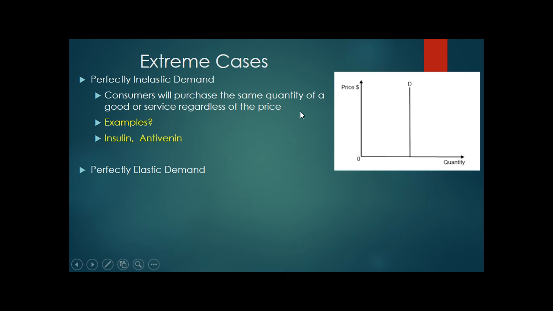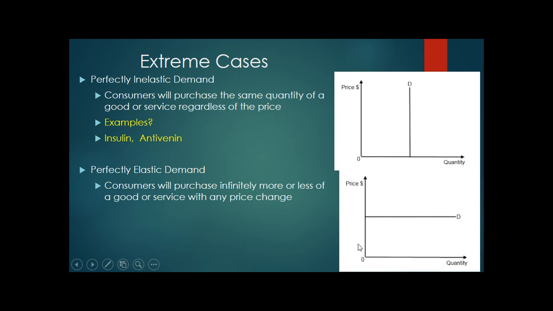Next, we have perfectly elastic demand. This is when consumers will purchase infinitely more or less of a good or service at any price change. So you change it at all, and it changes entirely. So it's going to be a horizontal line. Can you think of any examples of that?